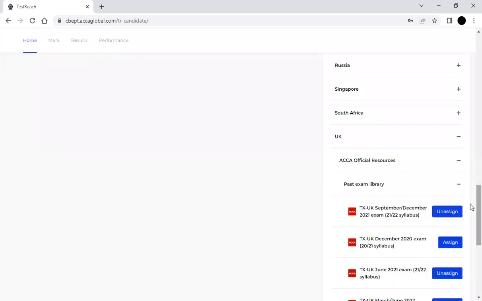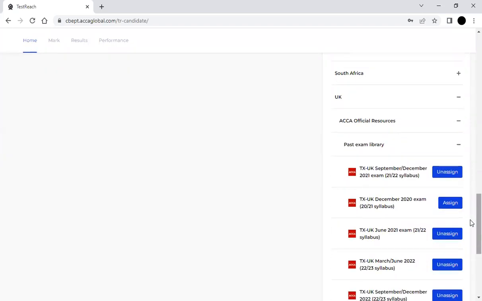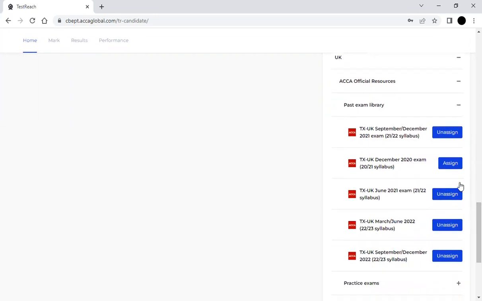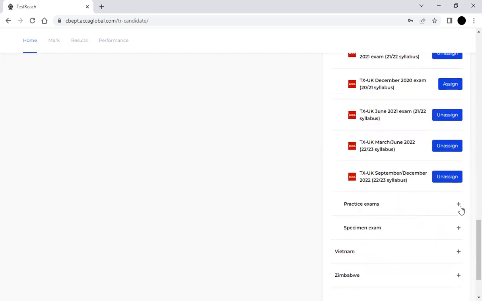Past exam library, I have opened up the drop-down, and if you see, I have already assigned all of the papers to myself, except for the one paper, which is TX December 20. And the reason I have not assigned this paper to myself is because it is based on the 2021 syllabus. So here the tax rates would be different, the questions would be different. So that's why I have not assigned it to myself.